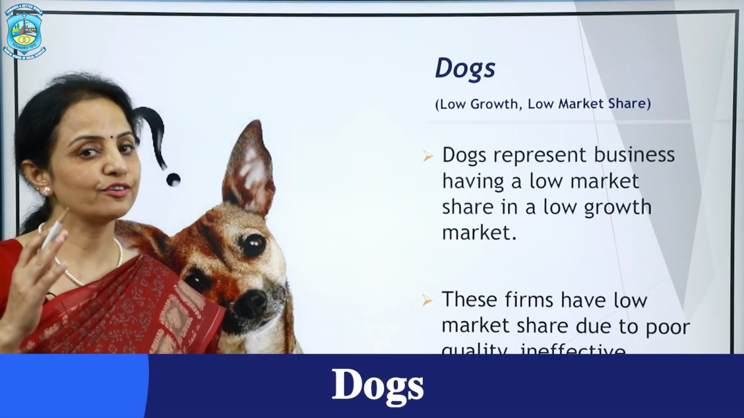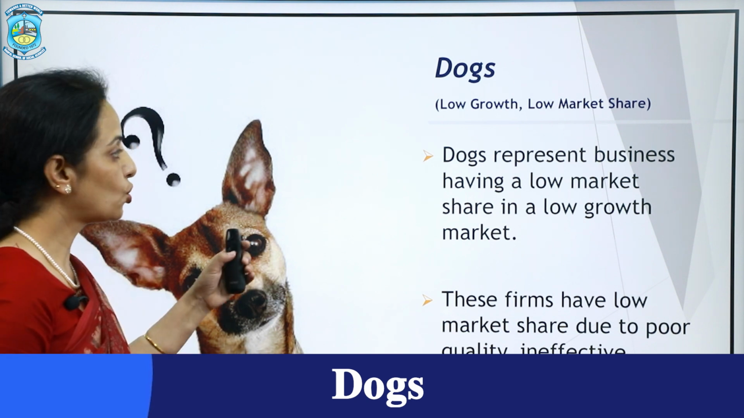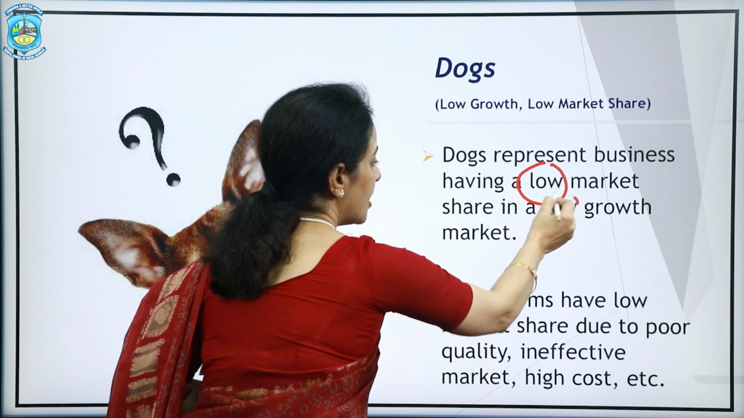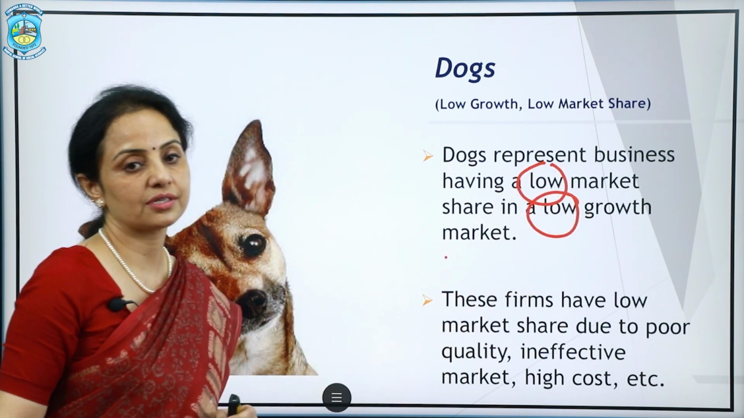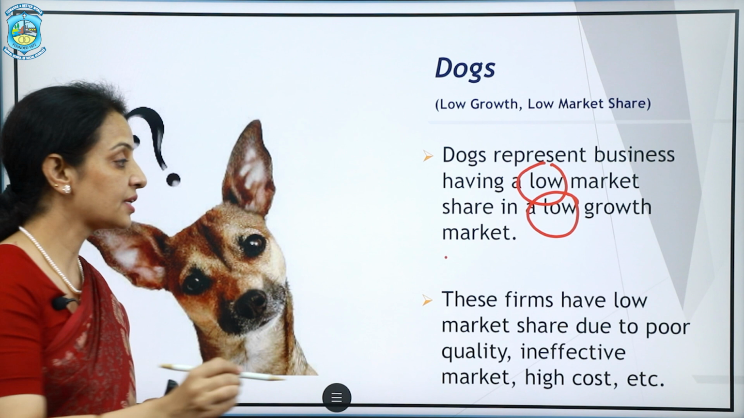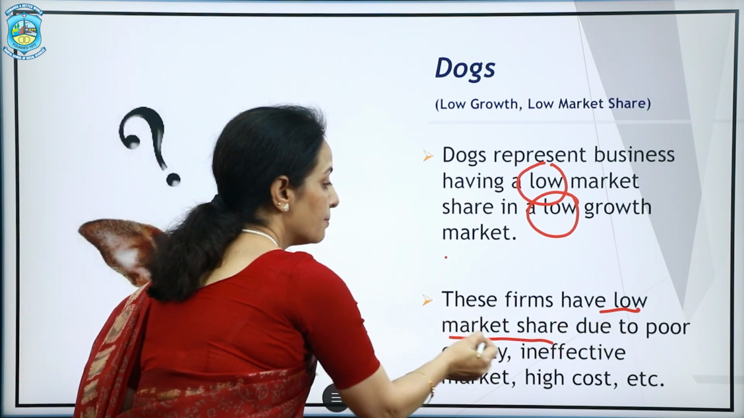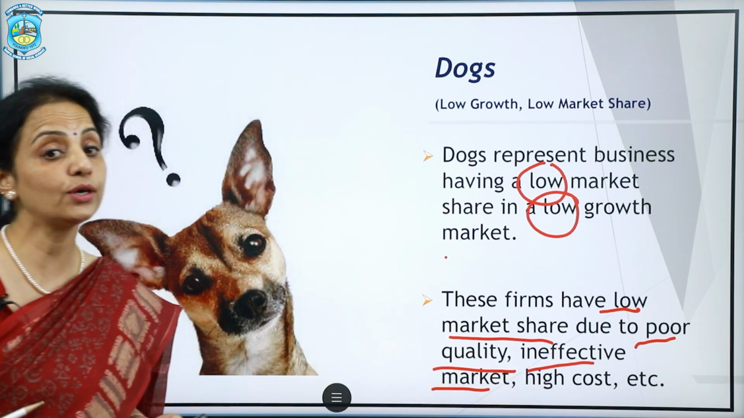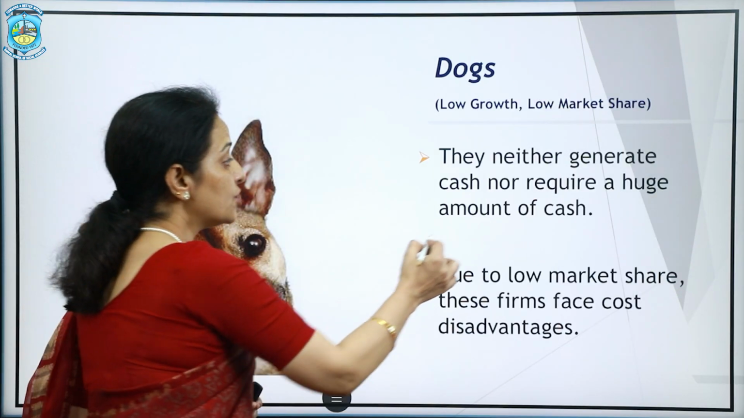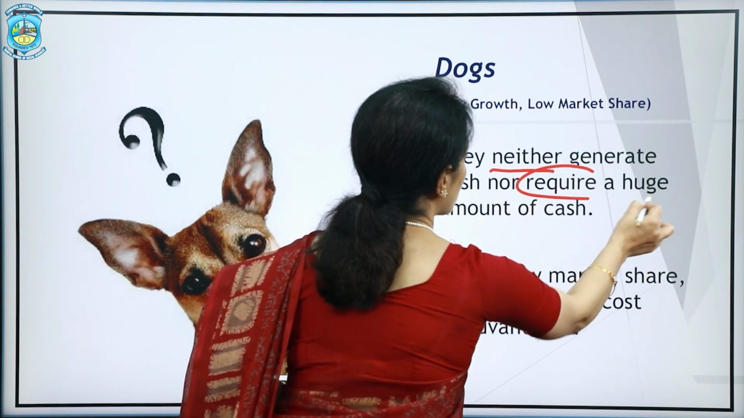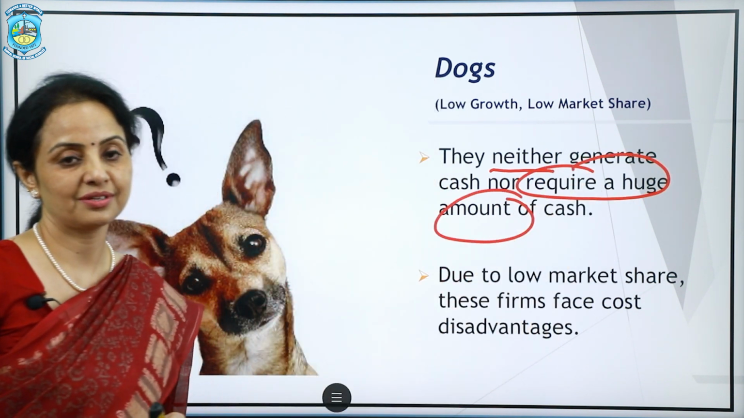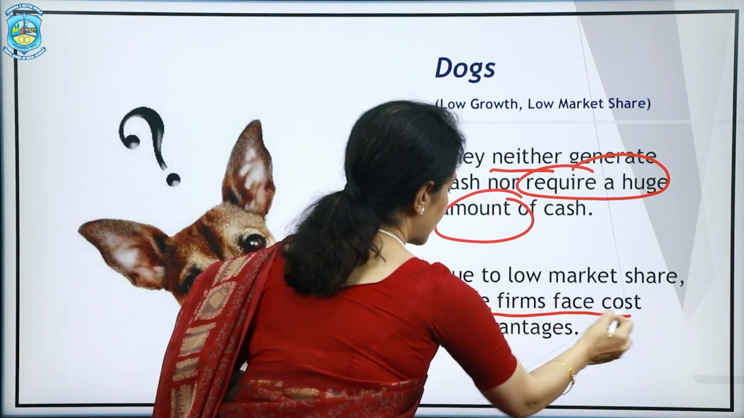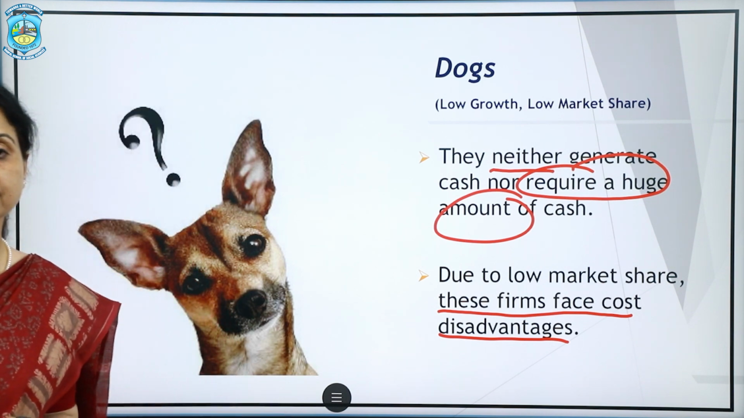Next, we understand the fourth quadrant, that is dogs. Dogs represent businesses which have low market share as well as a low growth market. These are those firms which have low market share. Why? Because maybe the poor quality of their products, maybe ineffective markets or high costs. Dogs neither generate cash nor do they require a huge amount of cash. Due to the low market share, these firms face cost disadvantages.